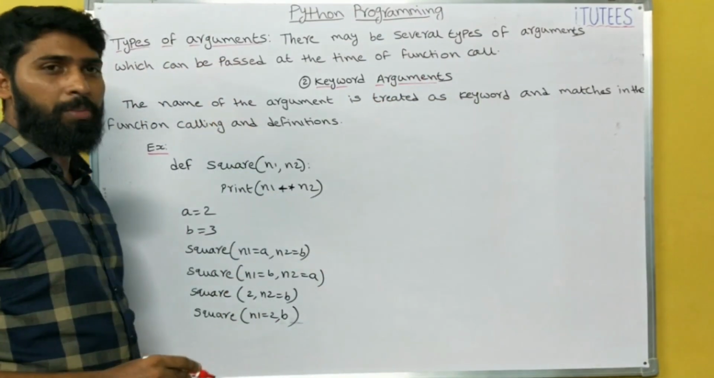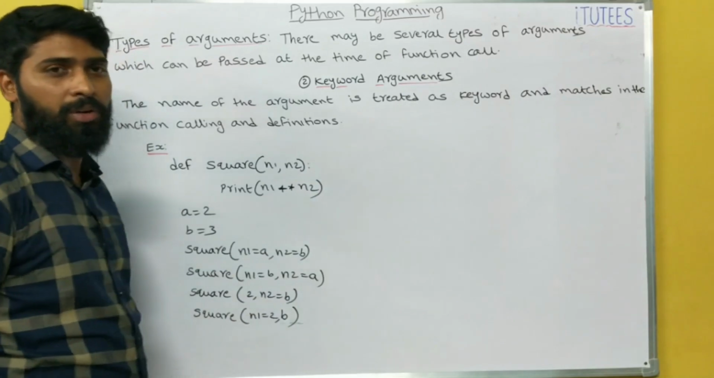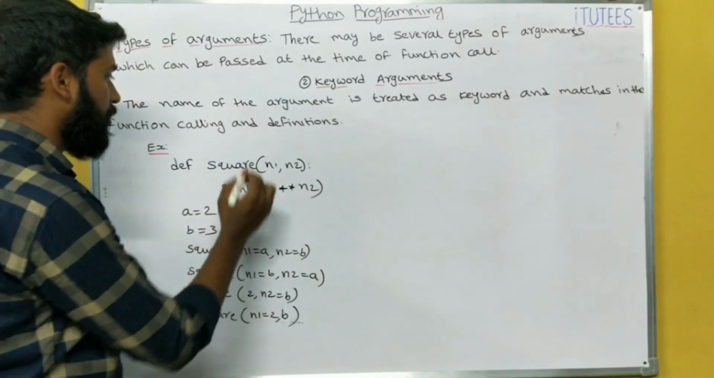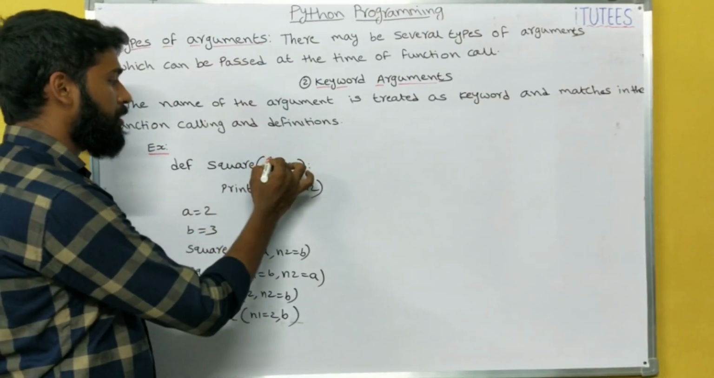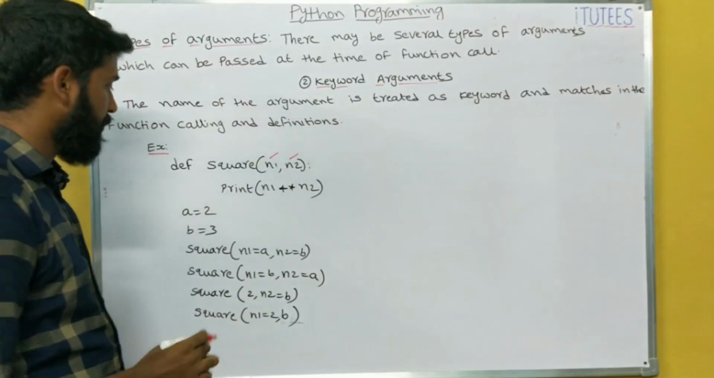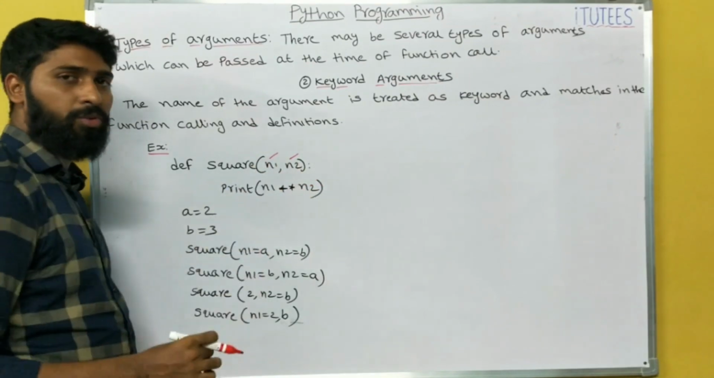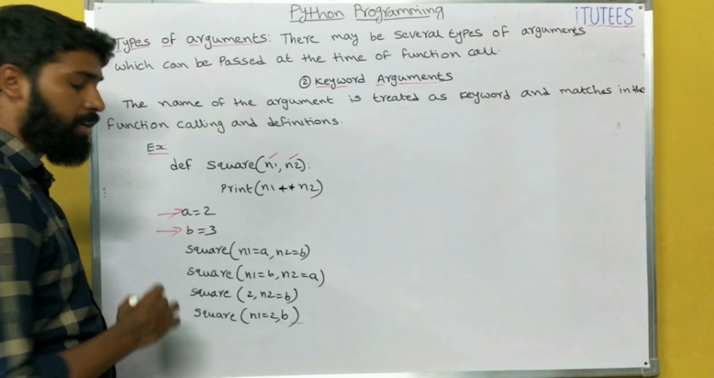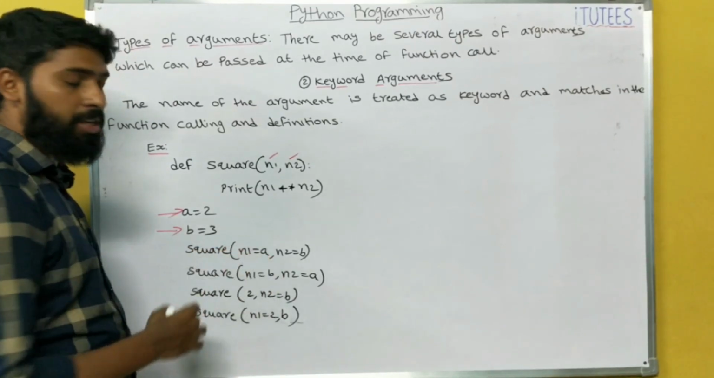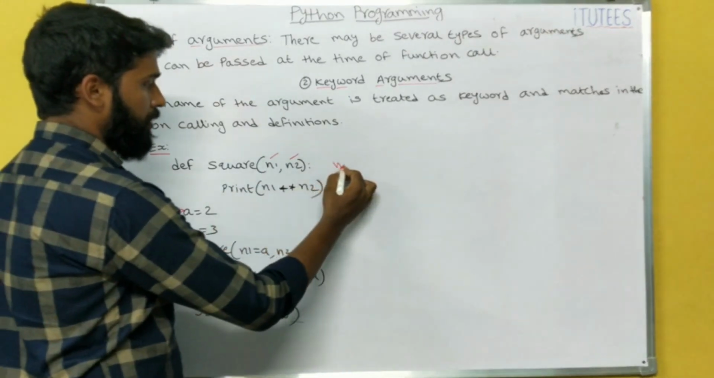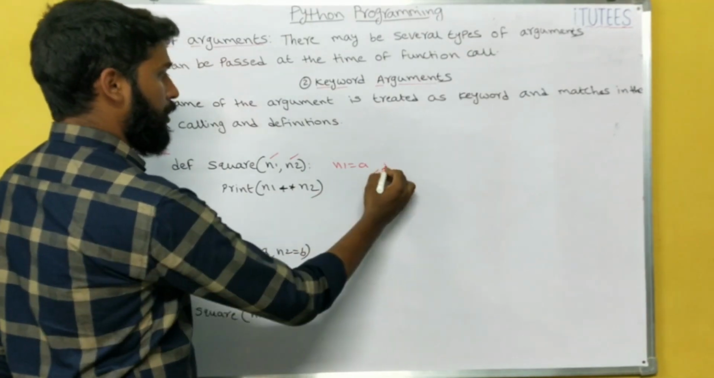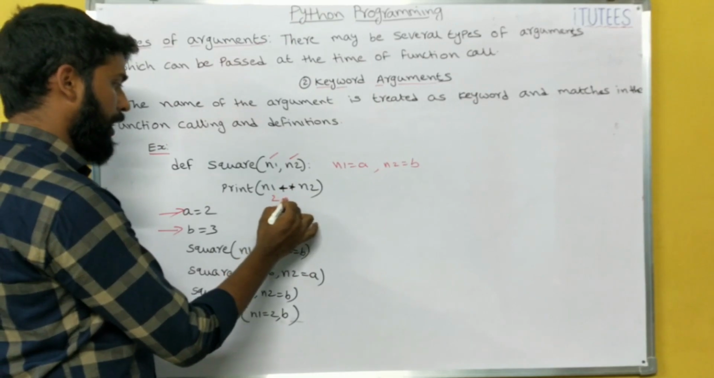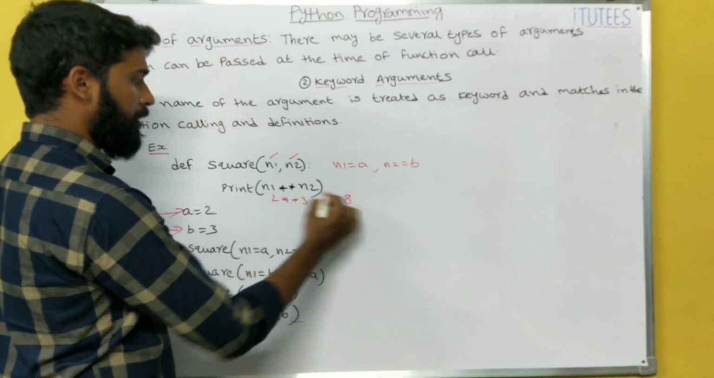The name of the argument is treated as a keyword and matches in the function call and definition. What does that mean? What is the keyword here? The keywords are n1, n2. This is the function definition, and n1 and n2 are the keywords. Execution starts from here. a equals 2, b equals 3. Square n1 equals a, that means n1 equals a, n2 equals b. It prints 2 power 3, 8.